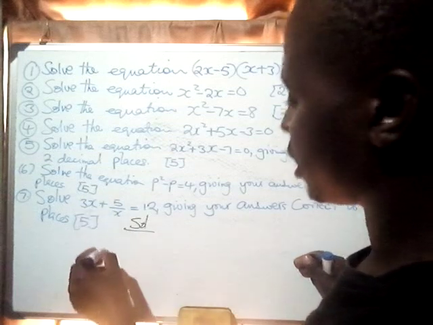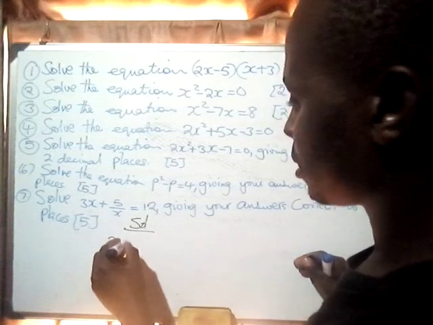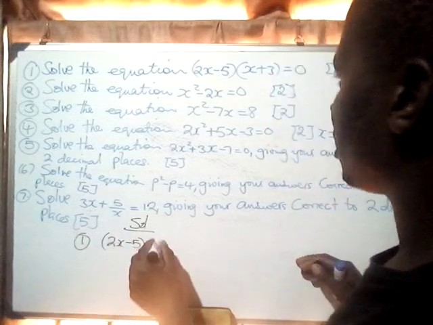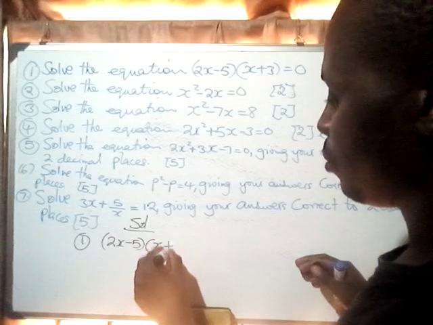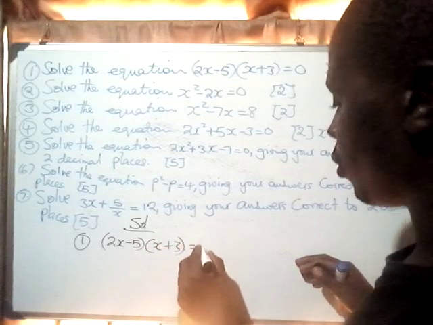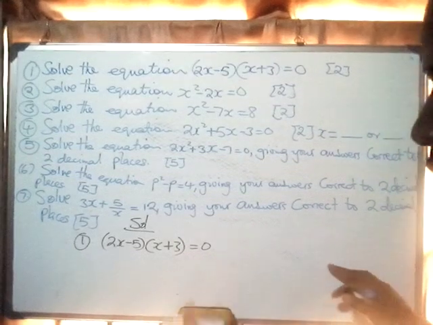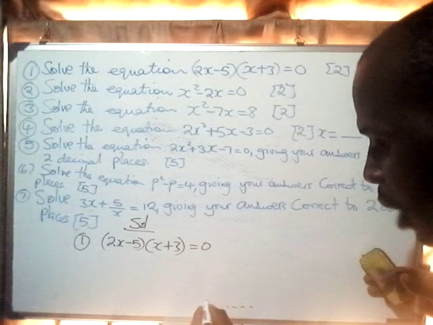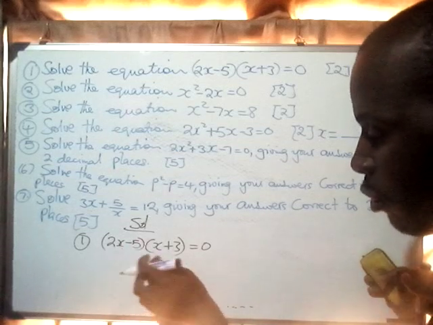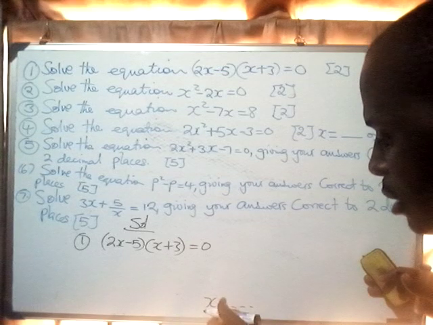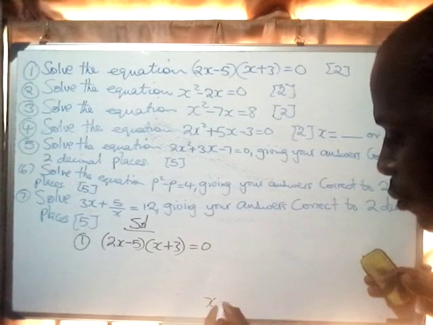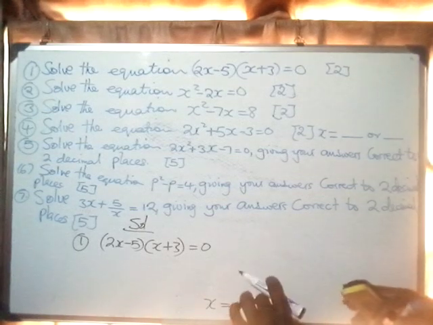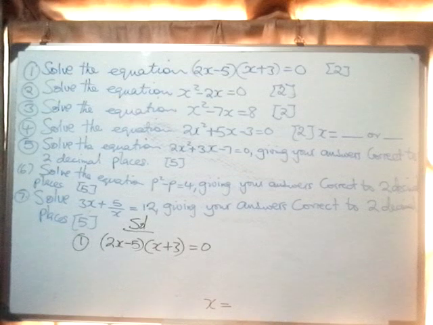It says we solve the equation (2x minus 5)(x plus 3) equal to 0. This is question number 1. Normally, in such a question in paper 1, the variable we are solving for is the value of x. By the end of the question, there is a blank space or a line where you're supposed to put the answer.